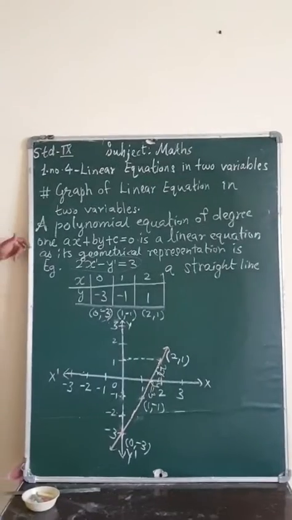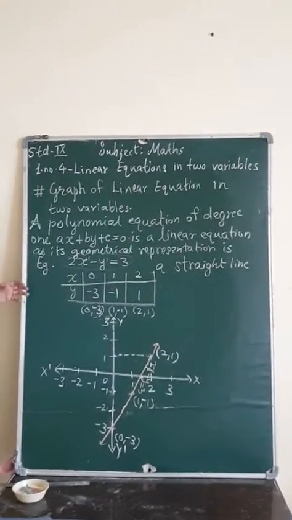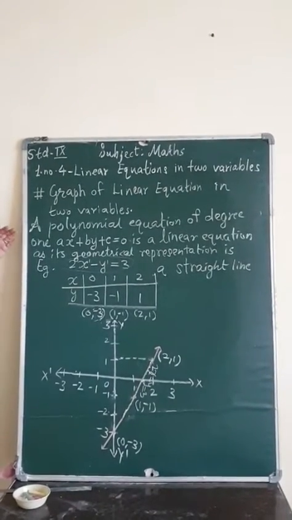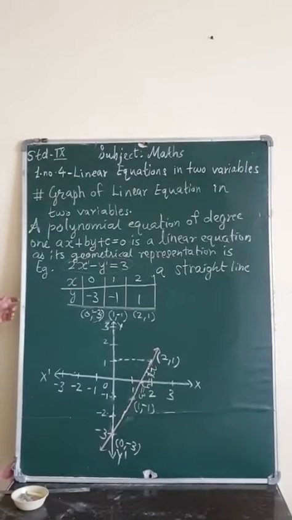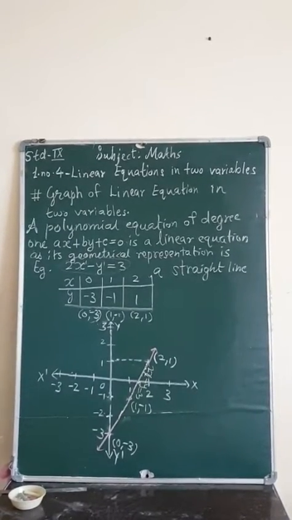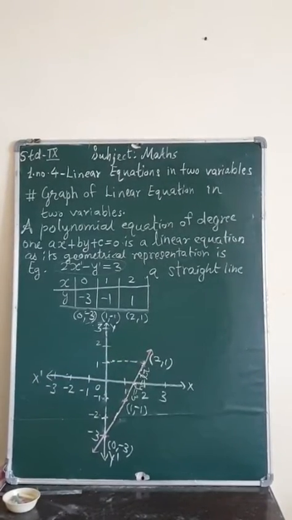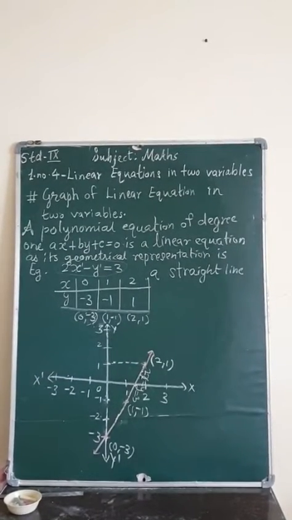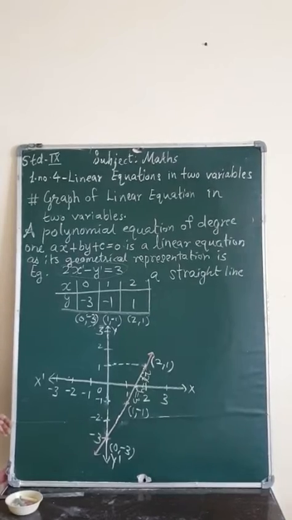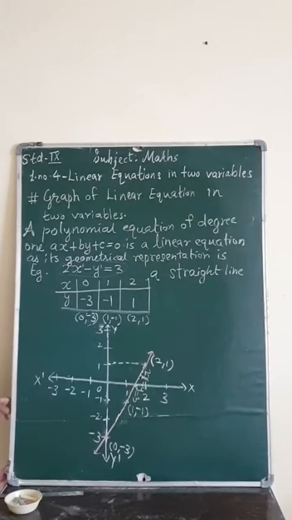So from this, what we learned is that a linear equation in two variables, the graphical representation of that equation, always gives us a straight line. That's called a linear graph as well. So let's solve examples of this type.